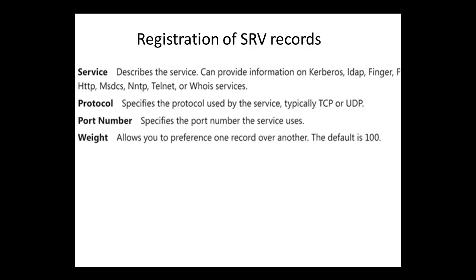Let's take a look at these records. And we can see here that the records will give us some information. It will give us the name of the service. It will give us the protocol used by the service. It will give us the port number the service uses, and also the weight, which allows you to preference one record over the other.